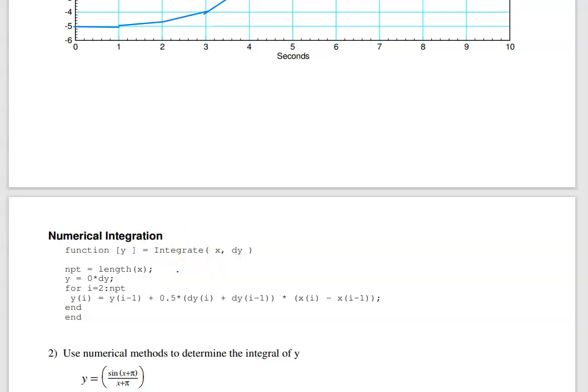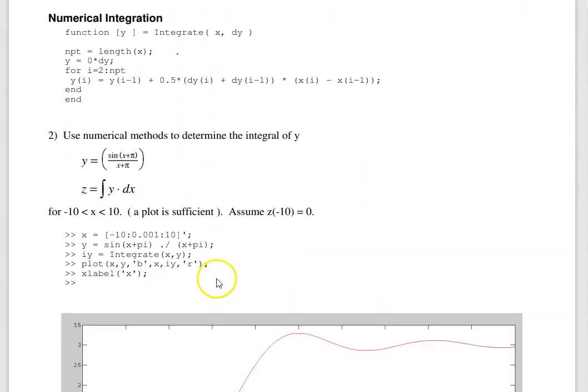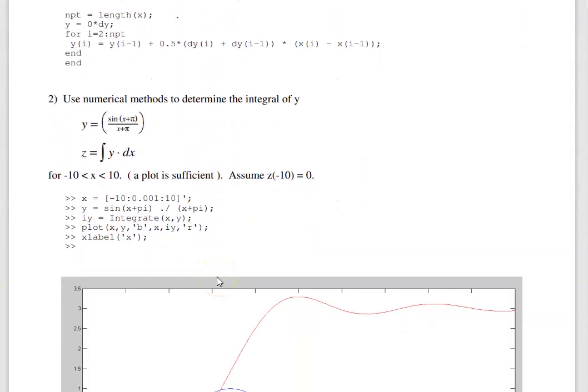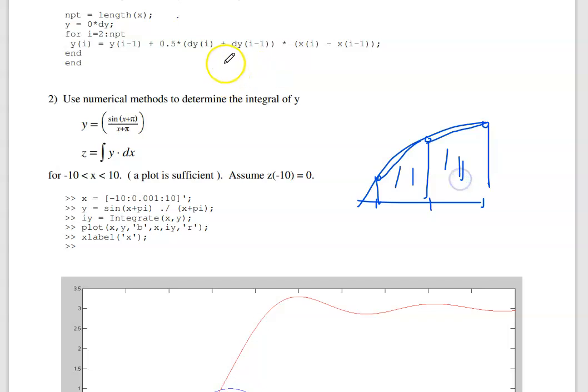Next problem. Next problem is using Matlab. I can do numerical integration. Now there's many different forms. This is using trapezoid rule. So if I have a function like this, and I sample it at each of these points, I know what the value is at these points right here. The area under the curve using trapezoid rule is you form these trapezoids. And the area is 1/2 of y1 plus y2, the average height, times the width.